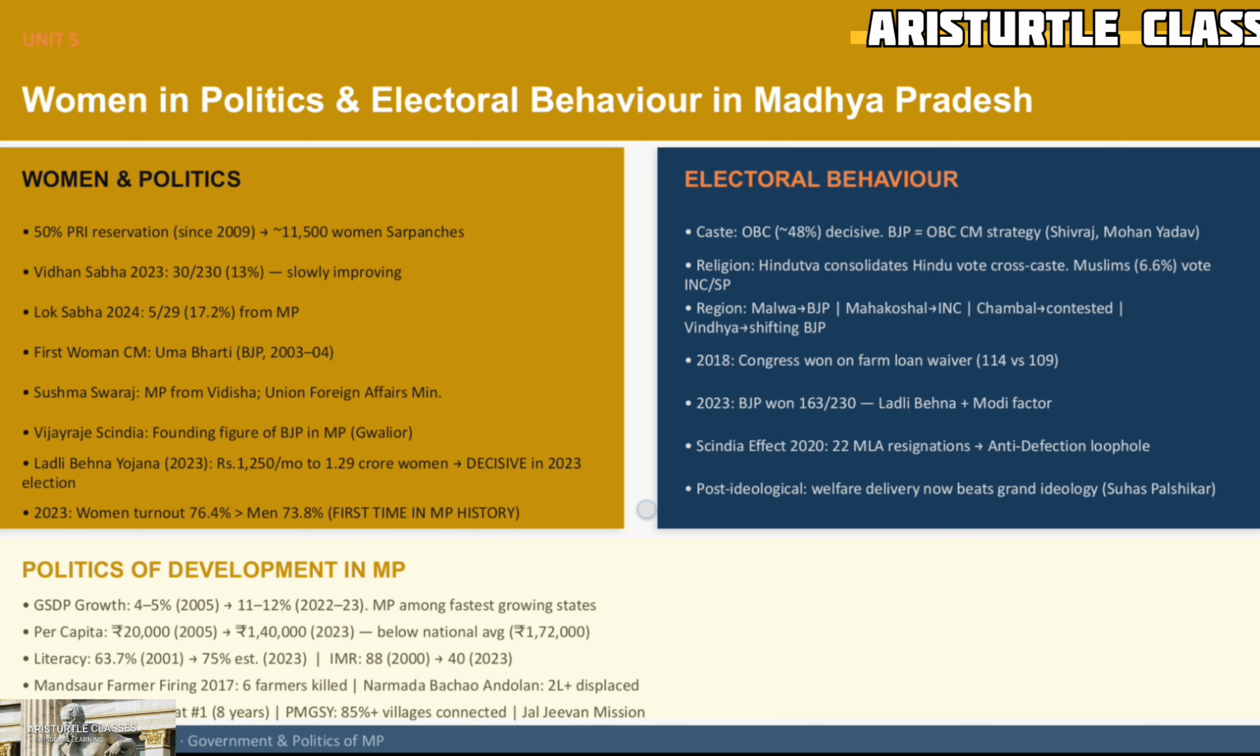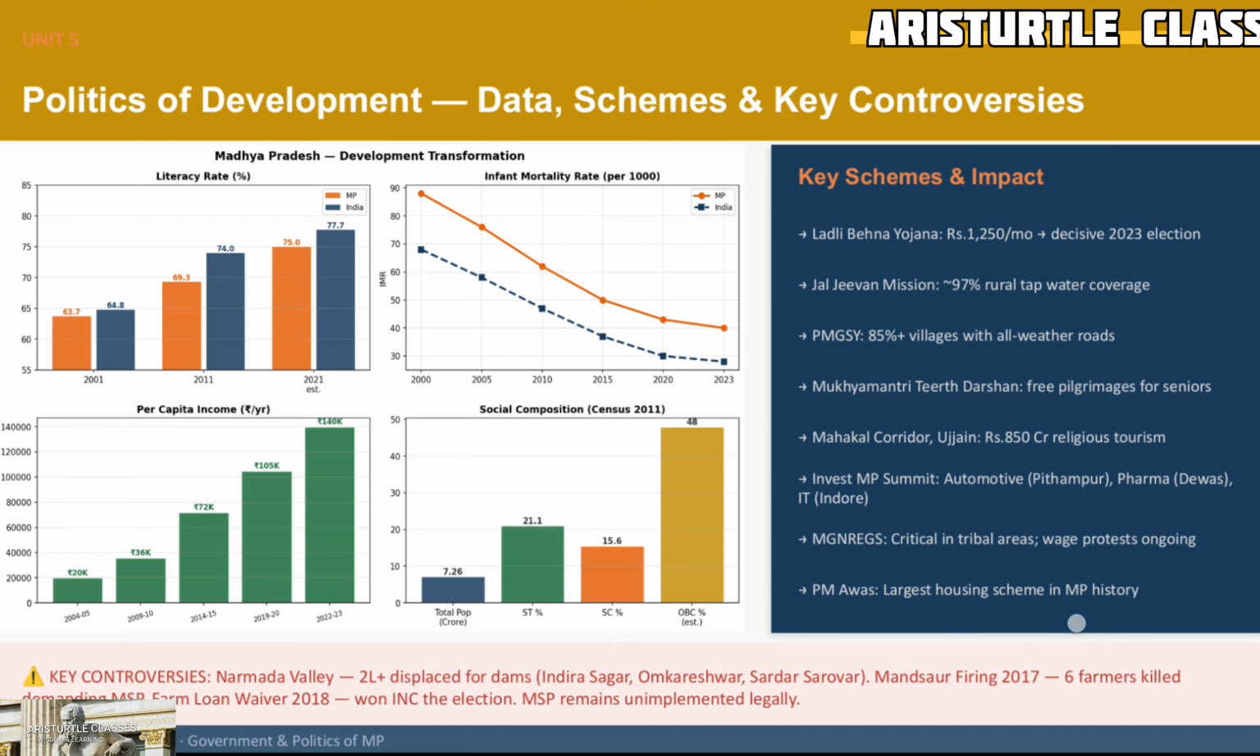What are the developmental parameters of MP? The growth rate of the state was very low, 4 to 5%, but now MP is growing at a growth rate of more than 10%. The per capita income in MP is 1,40,000, around 1.5 lakh in 2023. Literacy rate has gone up, and many things have gone up. So MP has a very bright future. Some developmental data here you should look at.